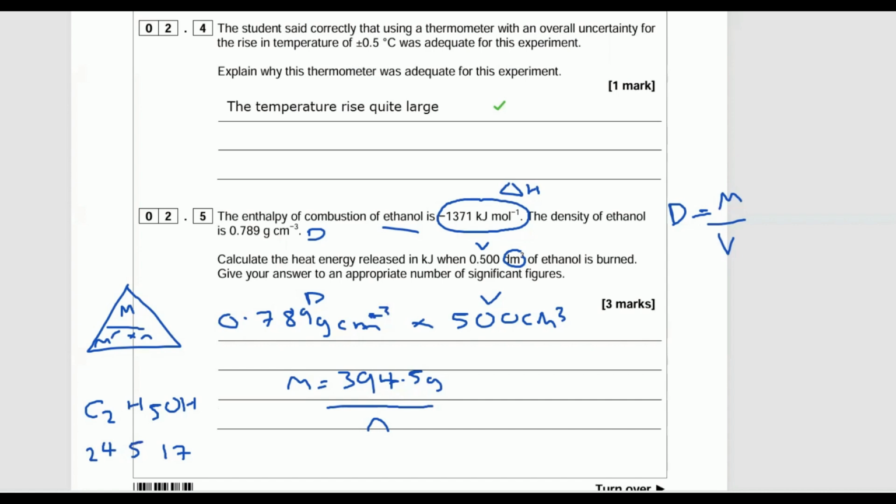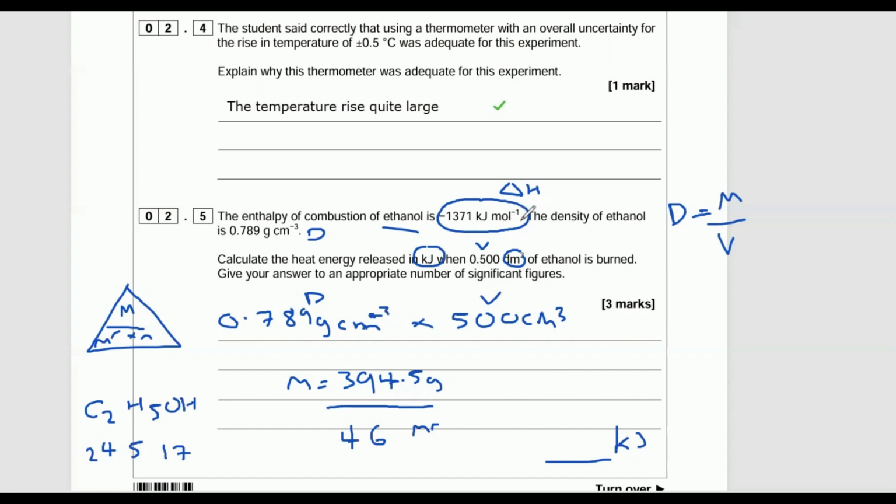So why am I dividing it? I'm trying to find the moles. So I'm dividing it by the MR of 46. Essentially, I want to find moles. And you might say, why do I want to find moles? Notice this is kilojoules per mole to the minus 1. The unit they want our answer in is kilojoules. We need to get rid of mole to the minus 1. So I need to times by mole.